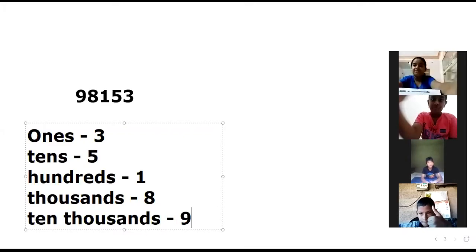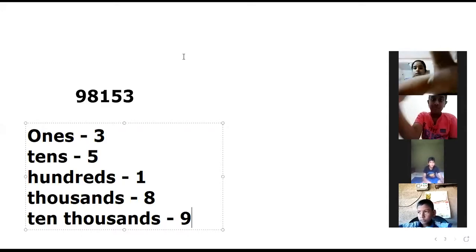After drawing the place value chart, write the digits in the proper column. At the column of ones, write 3. Then at the column of tens, write 5. At the column of hundreds, write 1. At the column of thousands, write 8. Then at the column of 10,000s, write 9. You understand? Manasilayo?